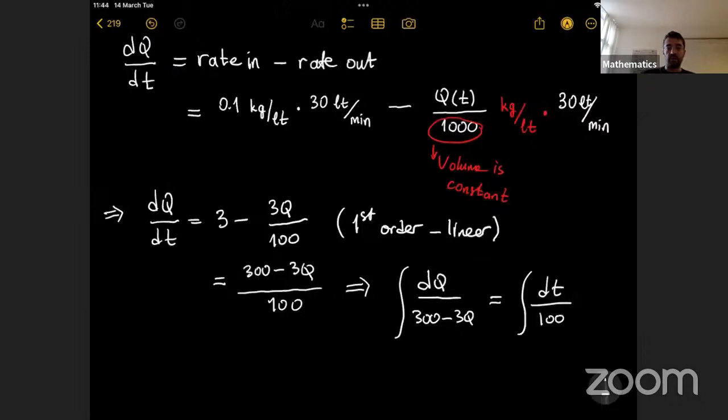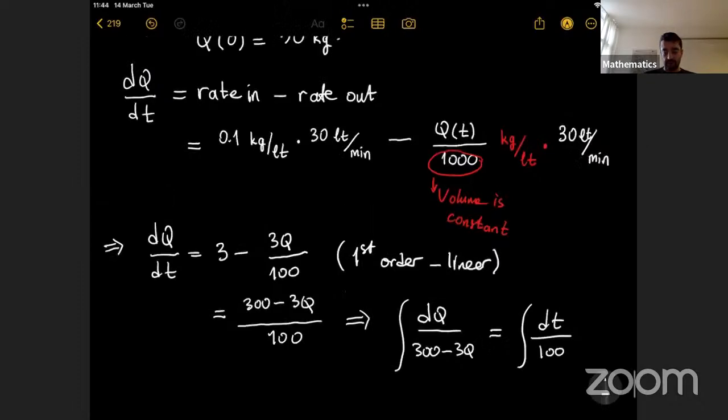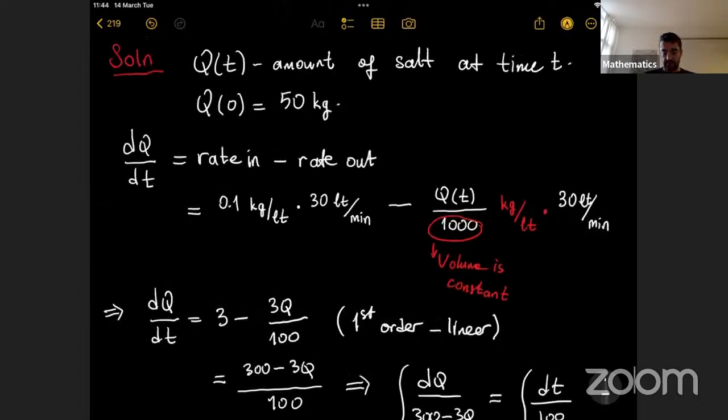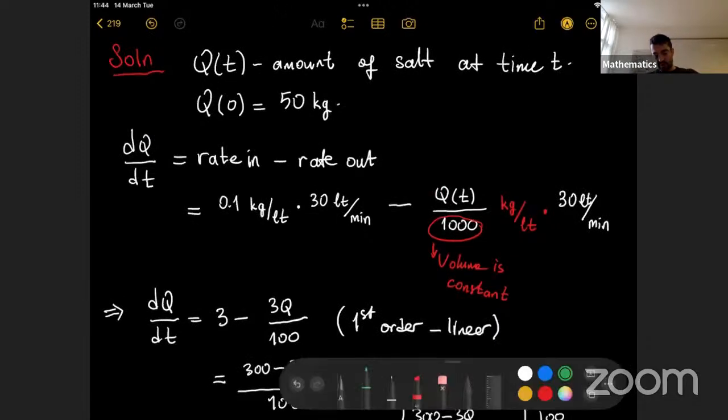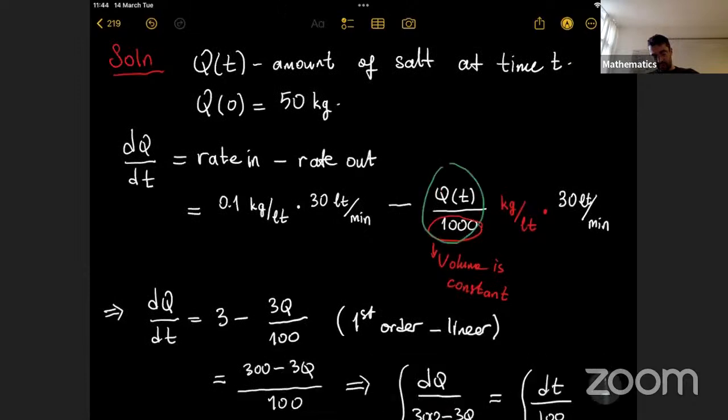Okay, there is one question: why we have Q2 over 1000 for the rate out. So this is C2, the concentration of the chemical salt in the water, and this is R2. It flows out at the same rate, so it's R2, that's why we have this.